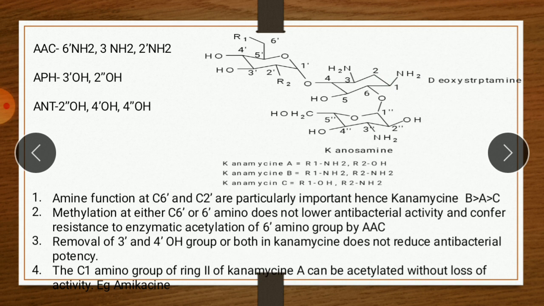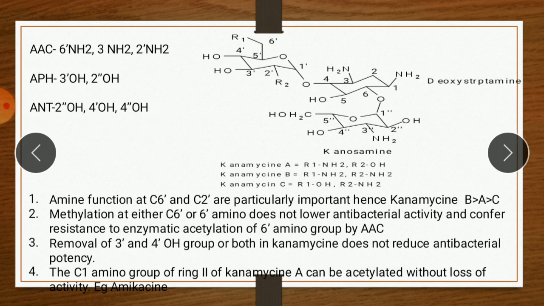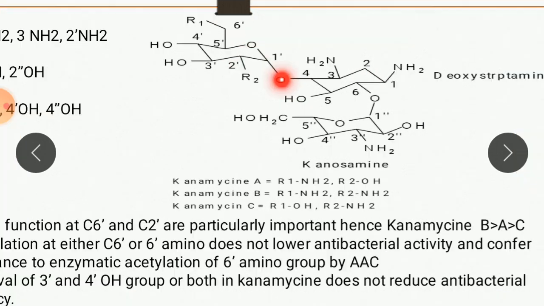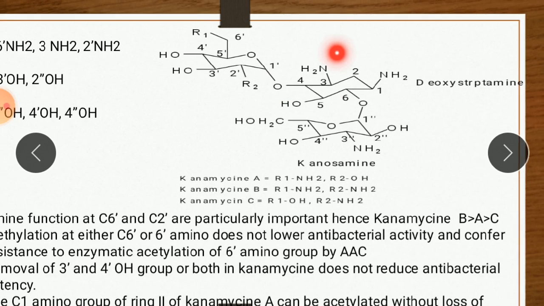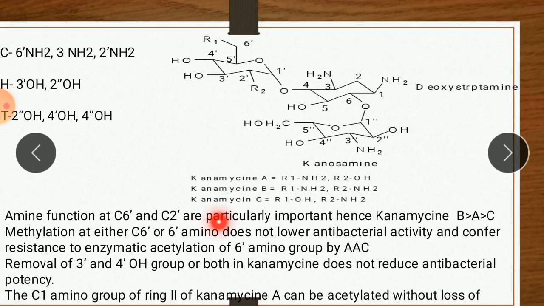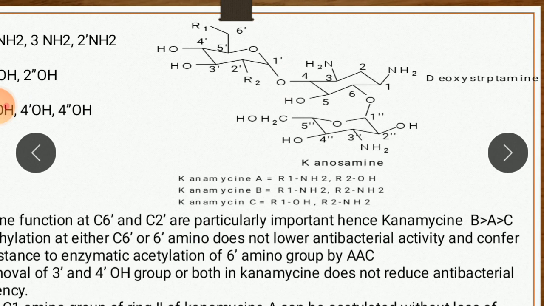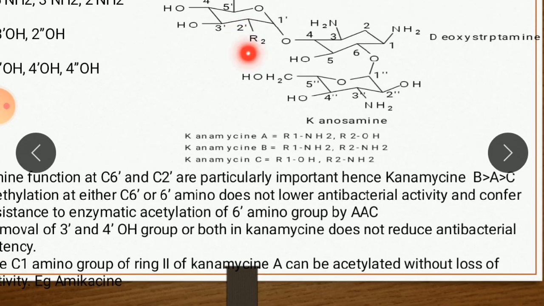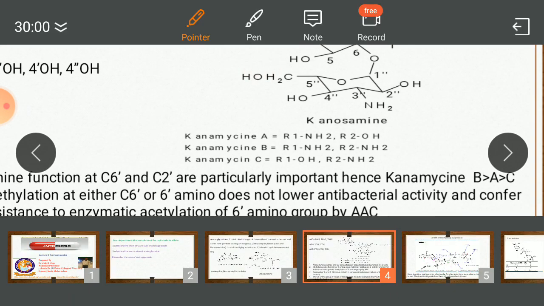First point, amine function at carbon 6 dash. So 6 dash means this one is 6 dash. And C2 dash means this one is R2. So here there is a C6 dash, and there is a C6 dash here, and there is an R2, that is R2 dash.